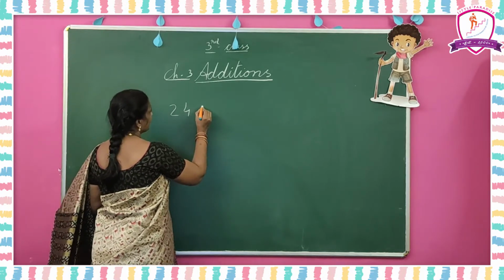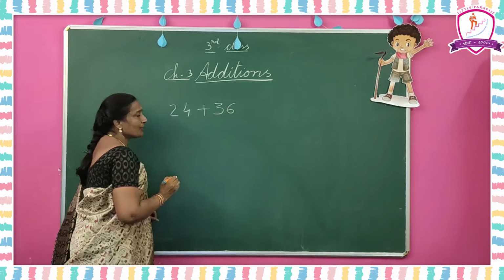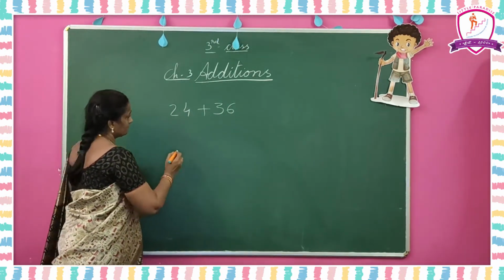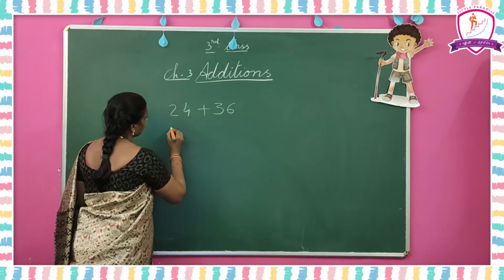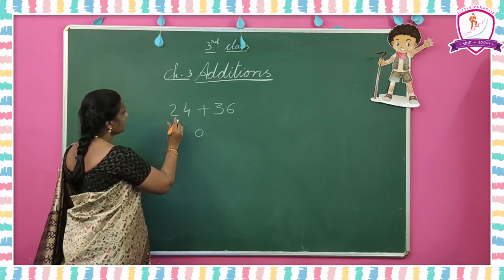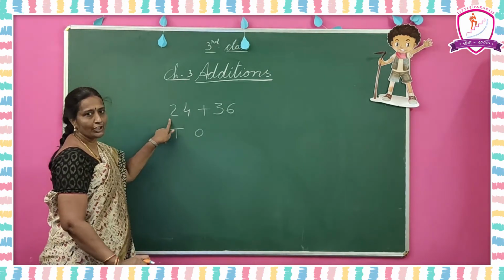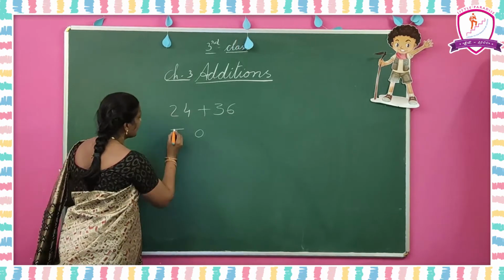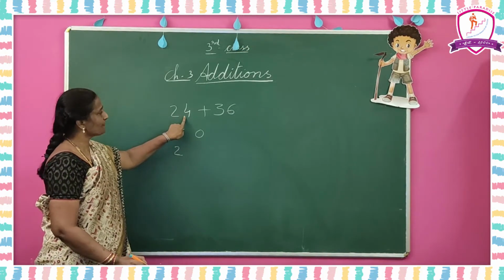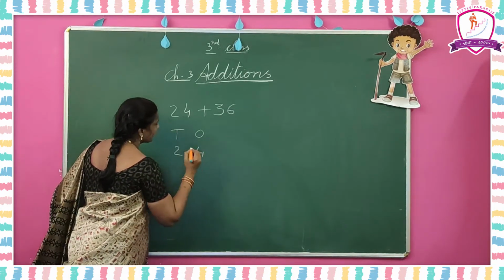24 plus 36. How do we add these two numbers? Put these two numbers in a column. Take tens place and ones place. In tens place, here 24 is there. How many tens in 24? 2 tens. So write 2 in tens place. And how many ones in units place? 4 ones are there. So write 4 in ones place.